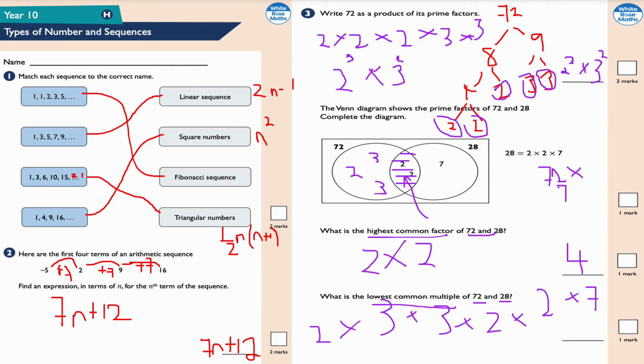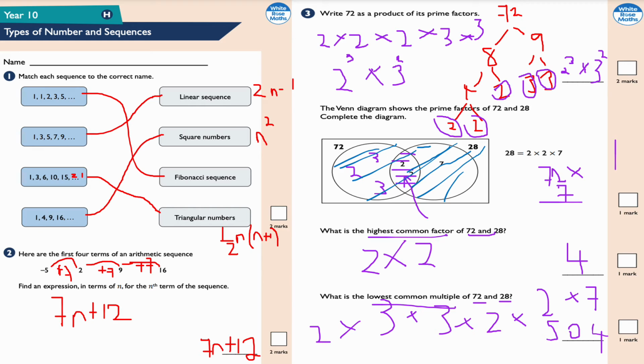Well, 2 sevens are 14, so 4 carry the 1. 7 sevens are 49, add the 1, it's going to be 50. So the answer is 504. Now, a Venn diagram is a fantastic way of representing your prime factors. For highest common factor, it will always be the intersection of the circles. And for the lowest common multiple, it will be everything in both circles being multiplied together.